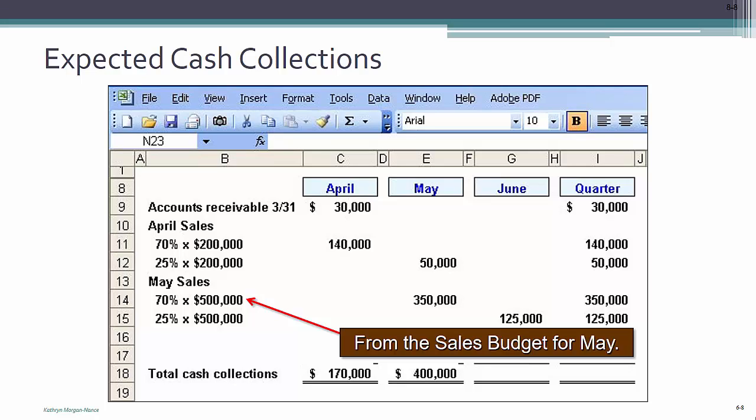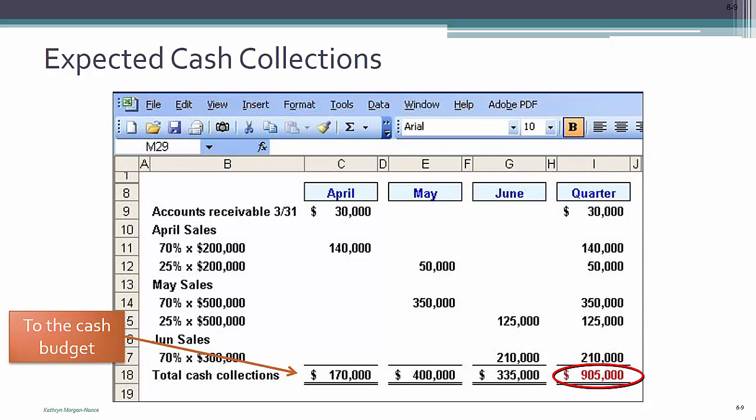Pause the video to see if you can come up with June cash collections. Did you answer correctly? We expect to collect $210,000, that's $300,000 times 70%, from June sales in the month of June.